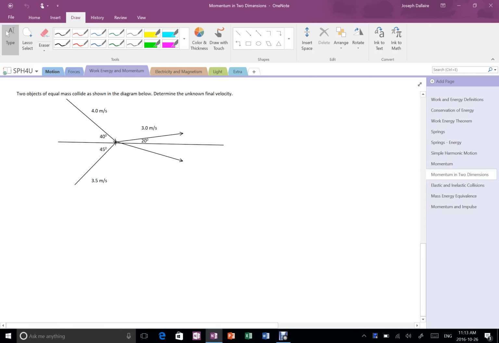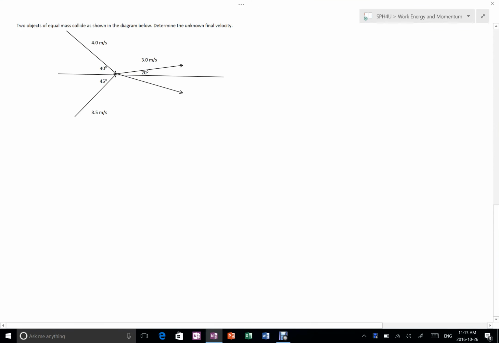Okay, one more two-dimensional momentum conservation collision question. Here we just have two objects of equal mass shown in the diagram. Determine the unknown final velocity. So there you go. They come together, they collide, they bounce back apart.